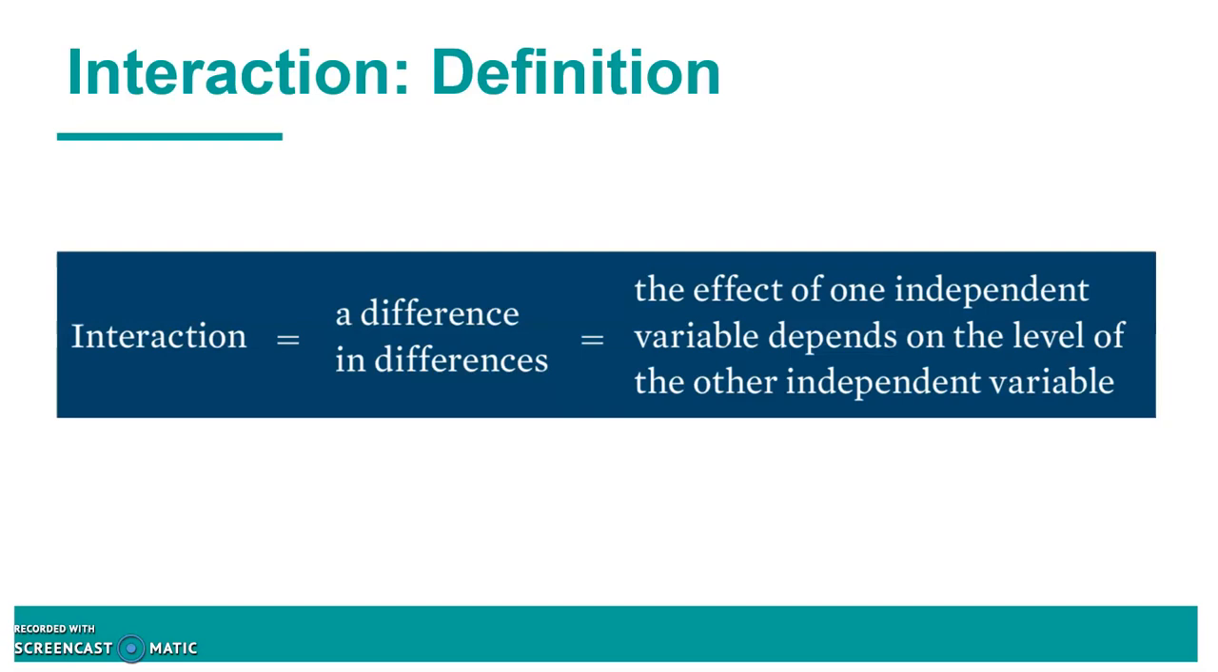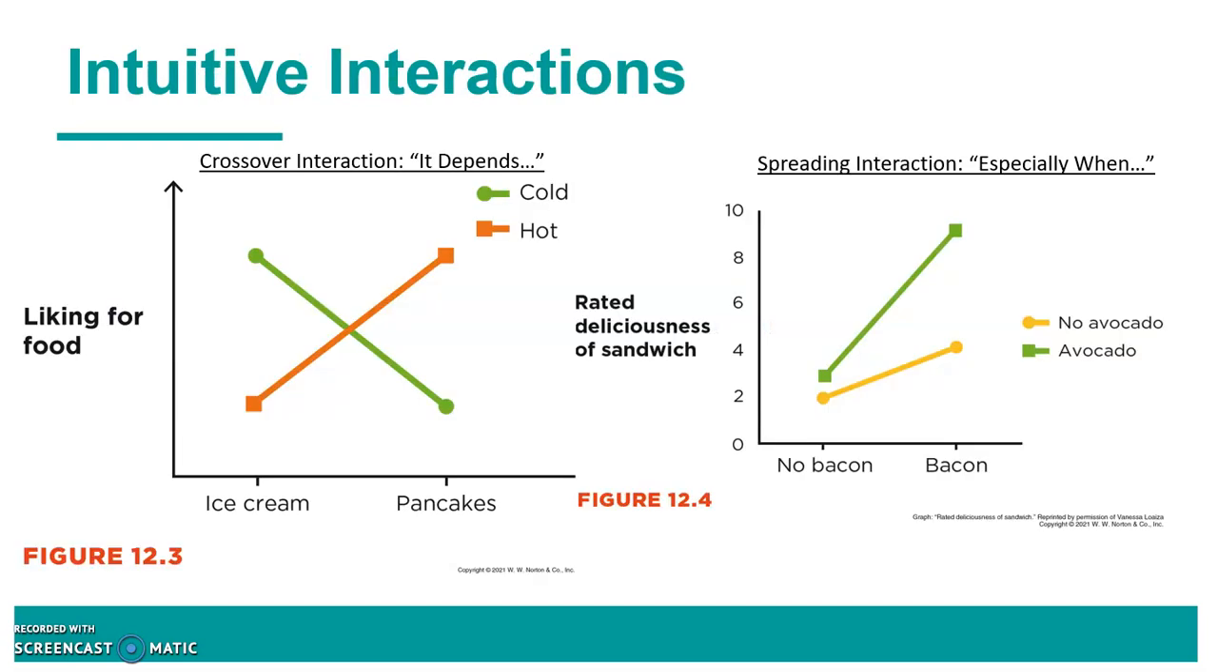Here you're going to have multiple independent variables, and you're going to see if the differences between the different levels of them are different depending on the other one. So the effect of one independent variable depends on the level of the other independent variable. It's basically saying it depends. And let me give you a couple examples.